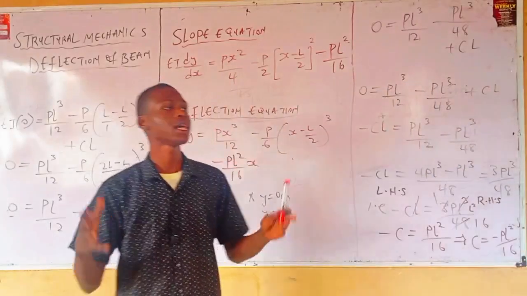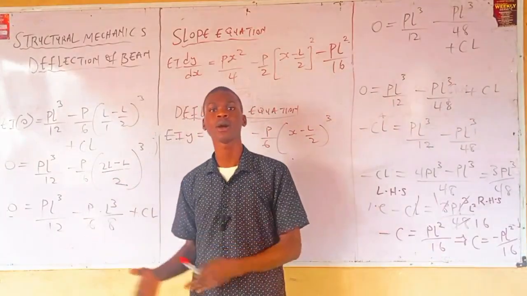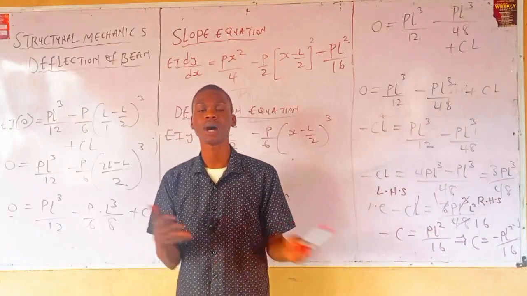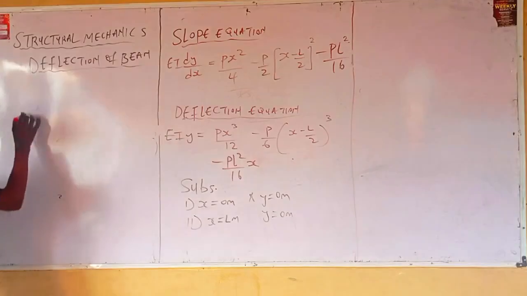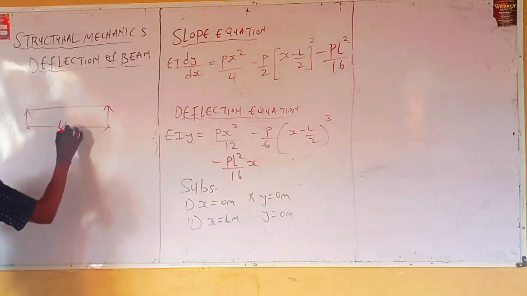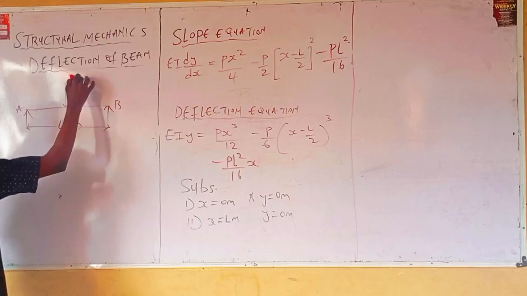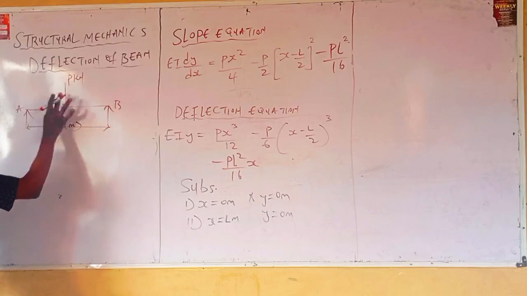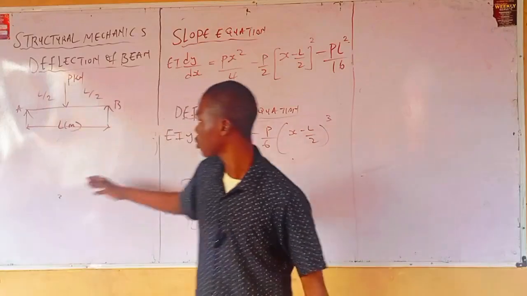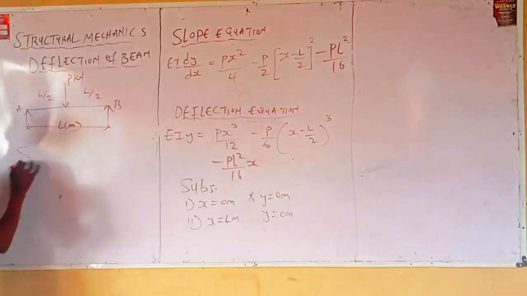Okay, let's find the slope of that beam. The question says to find the slope and deflection of this particular beam. Now let's find the slope at A, find the slope at B, and also find the maximum deflection. Let's see how it works. This was the given question. We want to determine the slope at A and the slope at B. Slope at A.